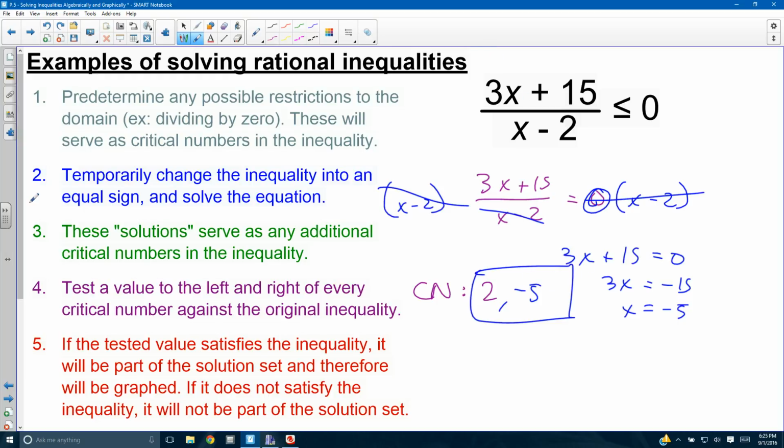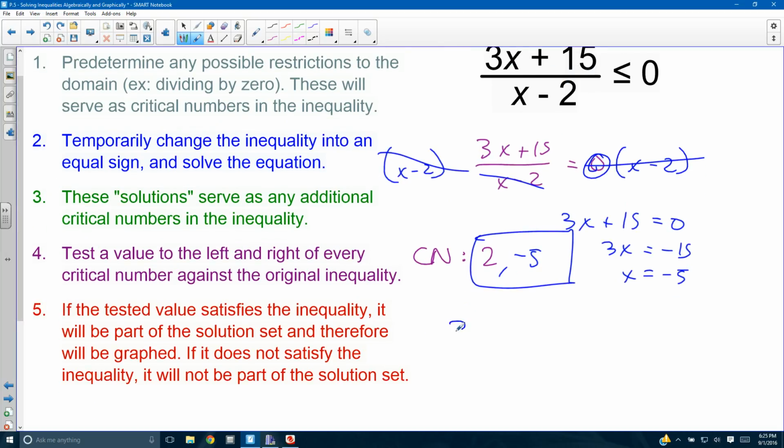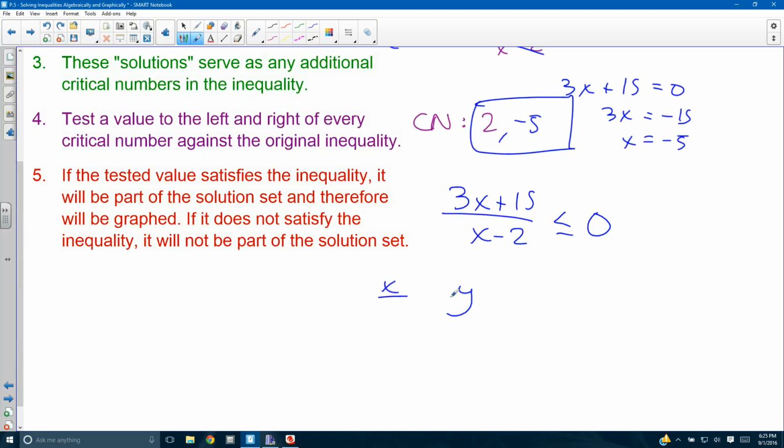Okay, so with our critical numbers, we are going to test to the left of negative 5, in between negative 5 and 2, and to the right of 2. With what? With this original inequality: 3x plus 15 over x minus 2 is less than or equal to 0. Let's choose some values for x. To the left of negative 5, negative 10. Between negative 5 and 2, why not 0. And greater than 2, how about 5? Once again, you are only checking to see if the number is positive or negative. We know it can't be 0. We know these numbers give us 0. Positive or negative is it.